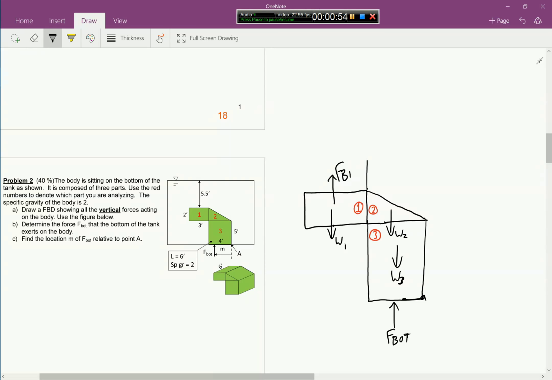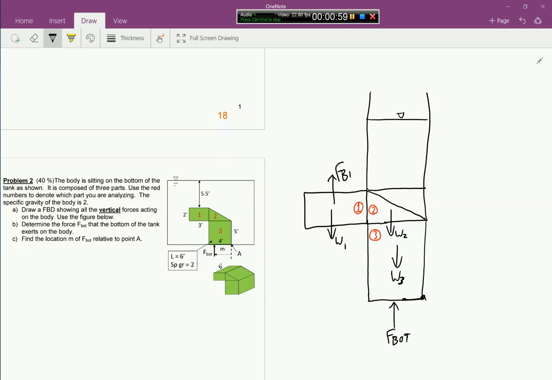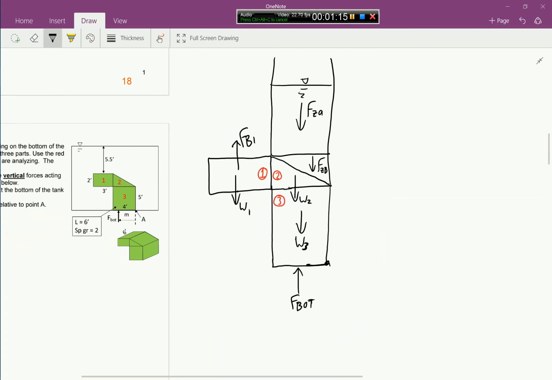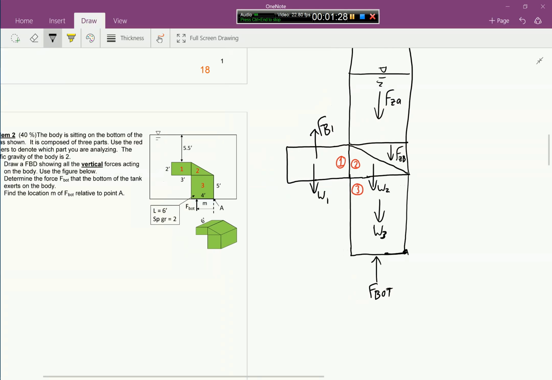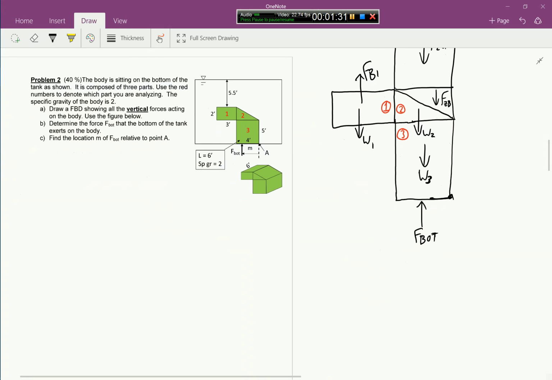So we have all this water up here. We'll call this FZA, and then this one that acts through this triangle FZB. So that is part A completed. You have the three weights, and we have the force on the bottom of the tank. We have the buoyant force, and then we have the weight of the water force that acts on body 2 and 3. So that's part A completed.